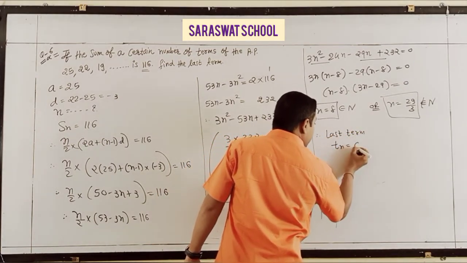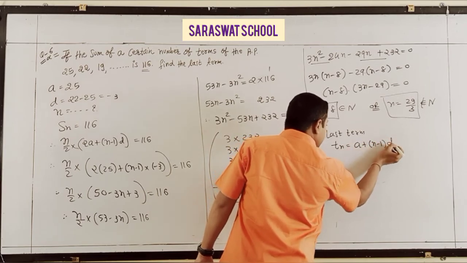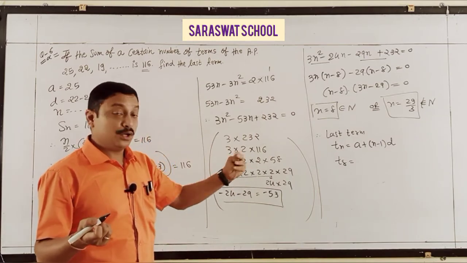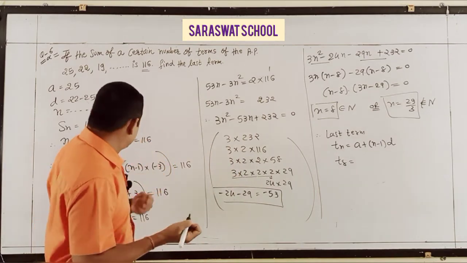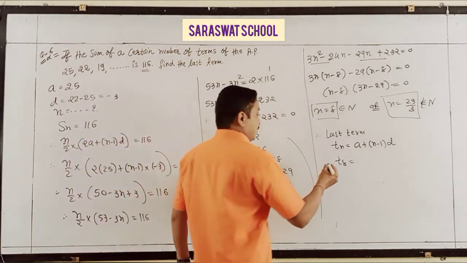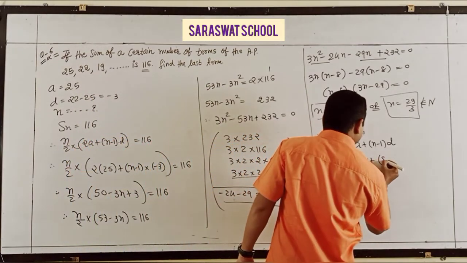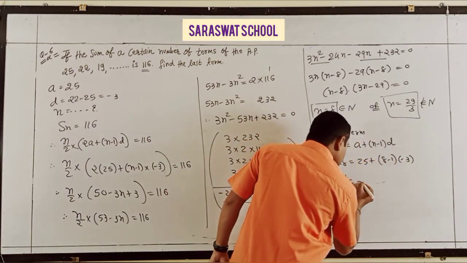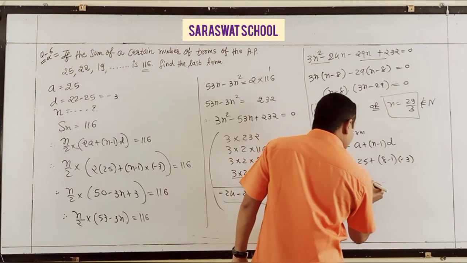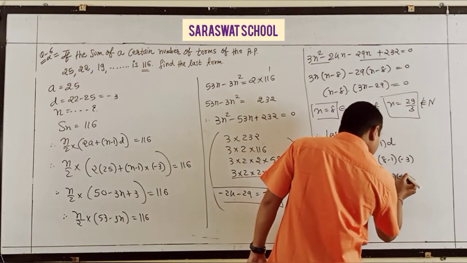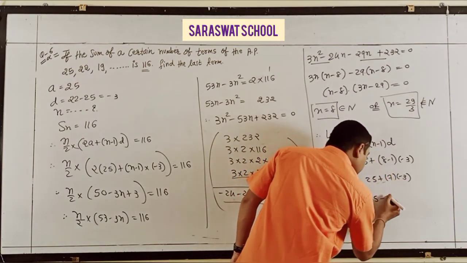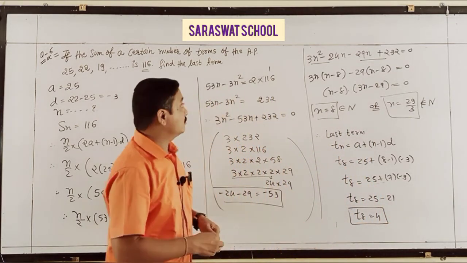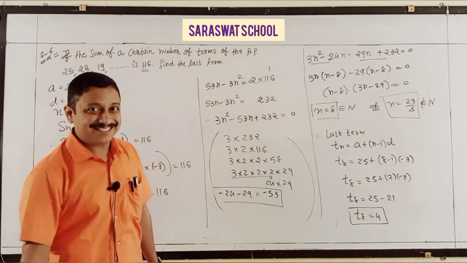tn equals a plus (n minus 1)d. I go to the 8th term. Now a is ready, d known, n also known. What is your a? A is 25, n is 8 minus 1, and d is also, students, minus 3. So here students, your exact answer comes: 25, 7 3s are 21. So 25 minus 21 becomes 4. It means that's your last term in this numerical. Done students.